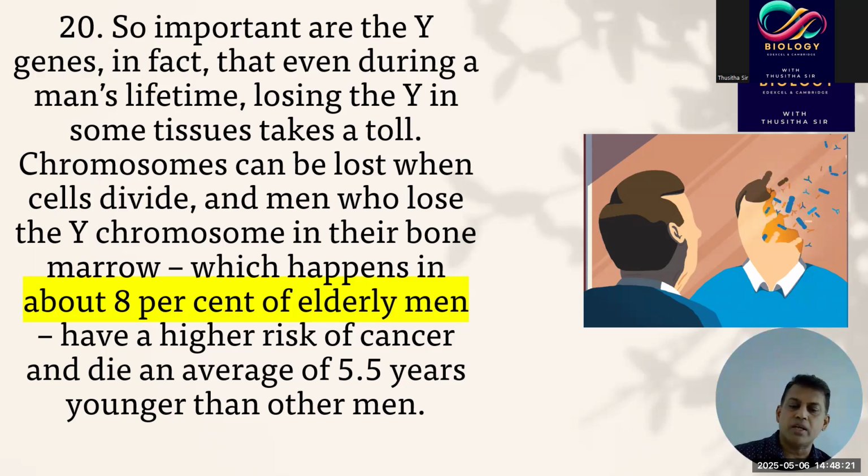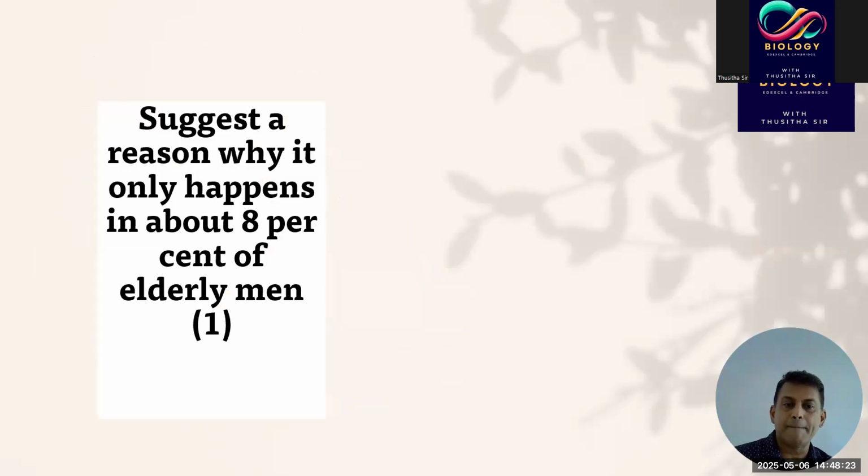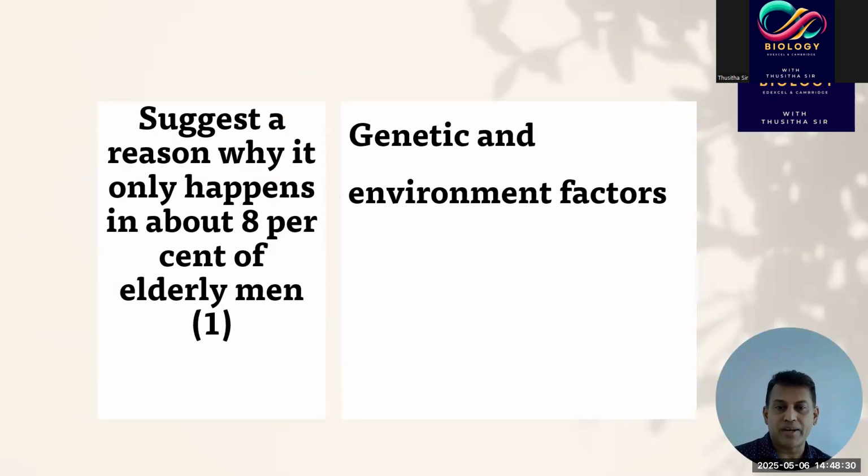Why does this happen only in 8%? It's a question. The answer is other factors, for example environmental factors and other genetic factors. So these contribute to this 8%, and epigenetics can also play a role. So not all of that 8% develop this, because some other factors can accelerate it in other people, and some other factors prevent it.